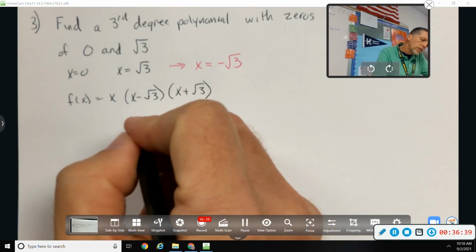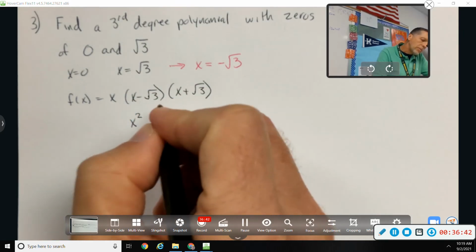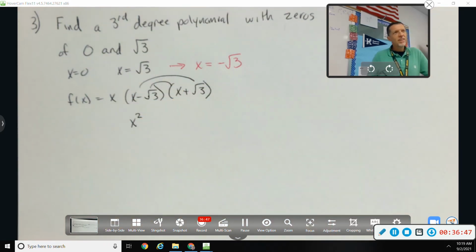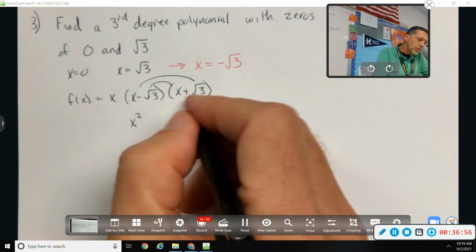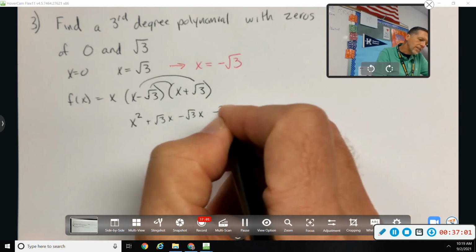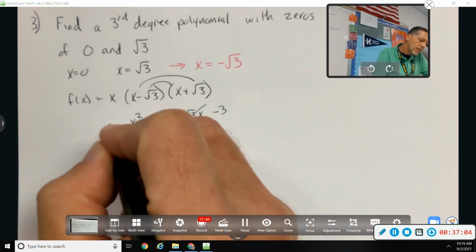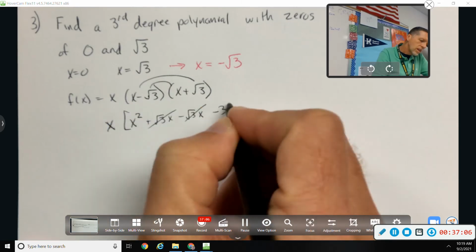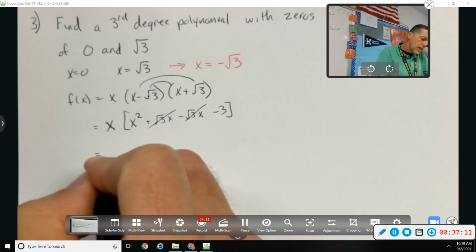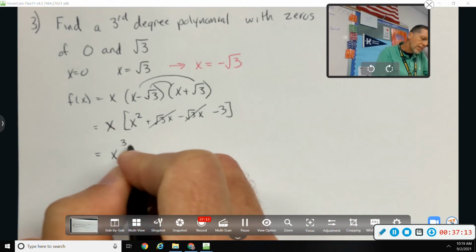Foiling. But watch what happens when you FOIL with conjugates. We've seen this before already a couple times. What happens when you FOIL with conjugates? Yeah, the middle terms cancel out. So you can write them out if you want to, but they're going to cancel out every time. And then if we distribute that, x cubed minus 3x.